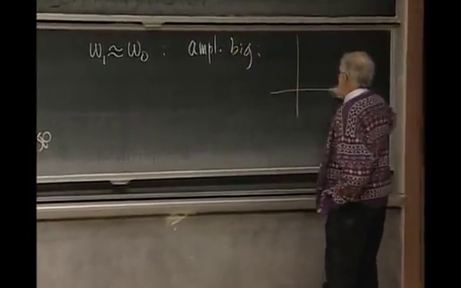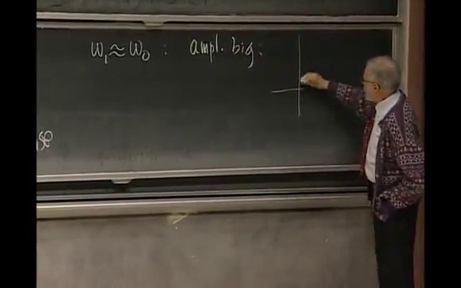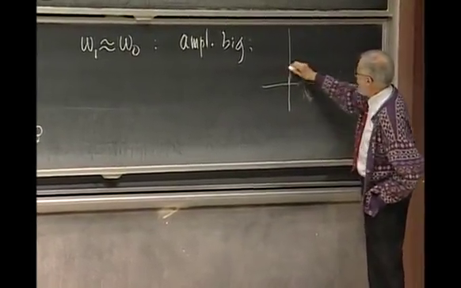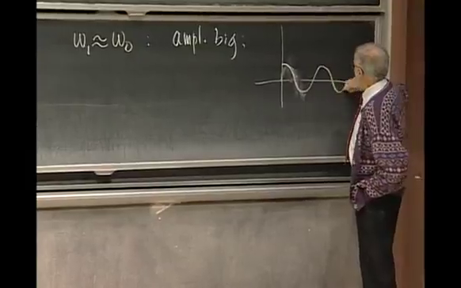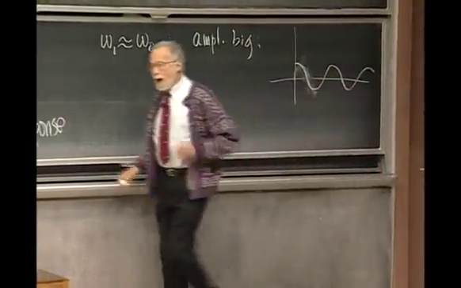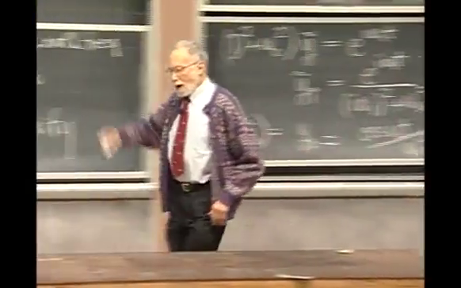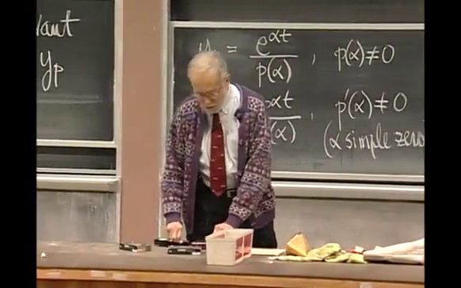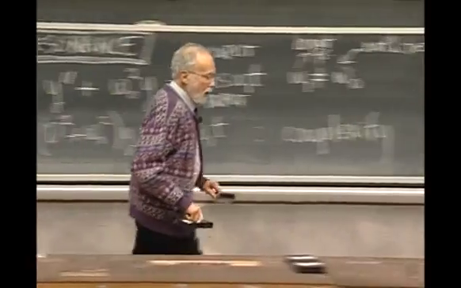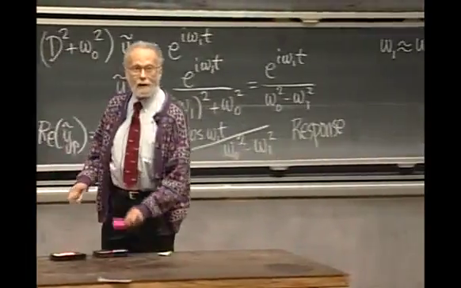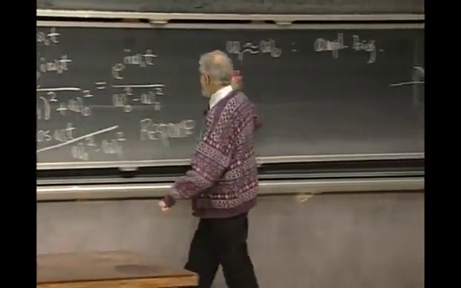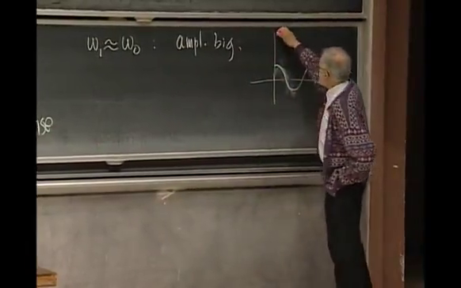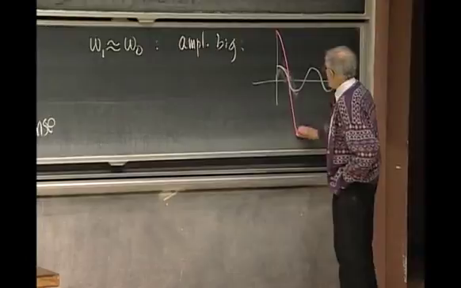So the input might have looked like this. Well, it's cosine, so it starts up here. The input might have looked like this, but the response will be a curve with the same frequency and still a pure oscillation, but it will have much, much bigger amplitude. And it's because the denominator, omega naught squared minus omega 1 squared, is almost 0. So the response will instead look like this.